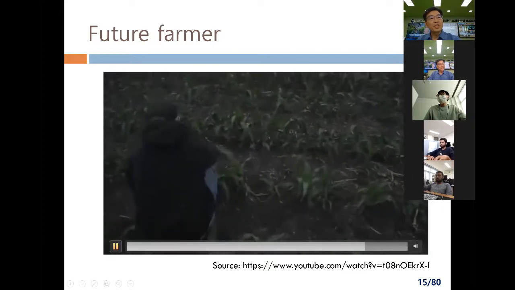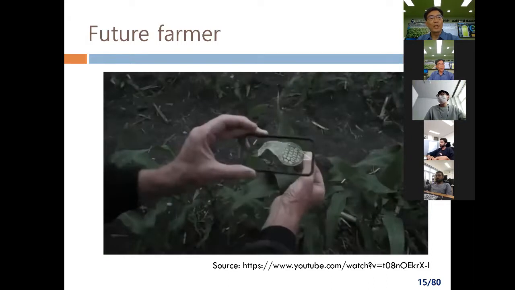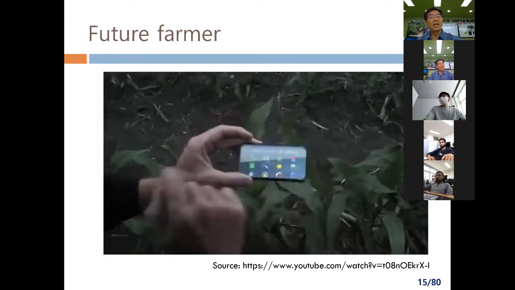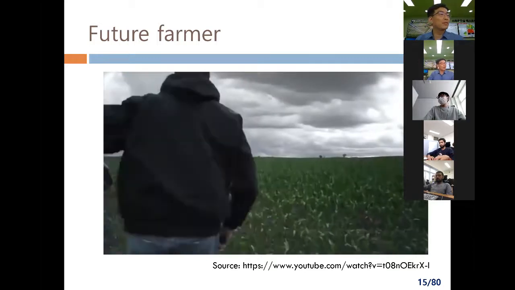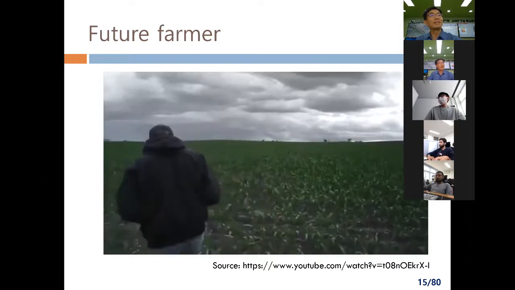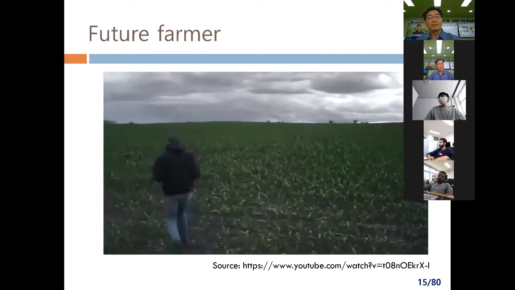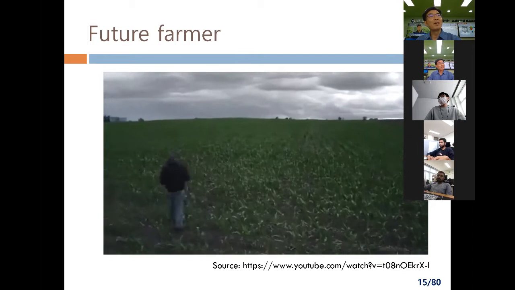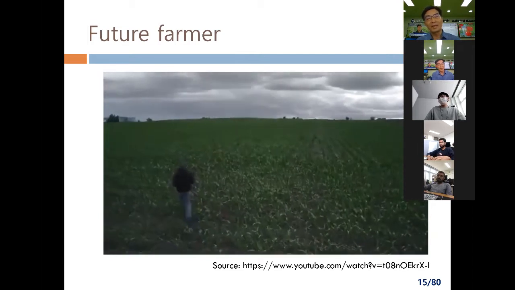The farmer takes a picture of corn leaves with his cell phone. The picture is sent to the cloud server to diagnose the status of the crop in real time and send the result to the farmer. Fortunately, the crops are growing well.